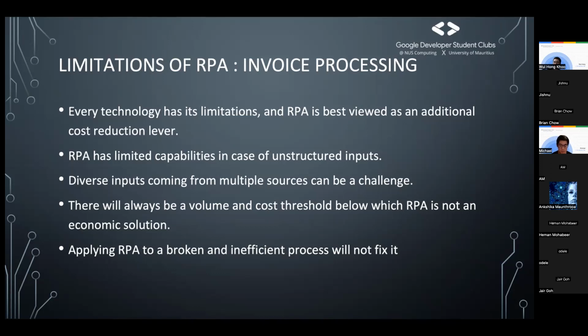And there will always be a volume and cost threshold below which RPA is not an economic solution. From a business perspective, if you look at an RPA license, a typical license costs around $1,200 to $1,500 along with the studio for development. So if you purchase a license just to do, let's say, for example, email classification, then it's not cost effective. So you need to find lots of use cases which can help you to maximize the way you use your robot.